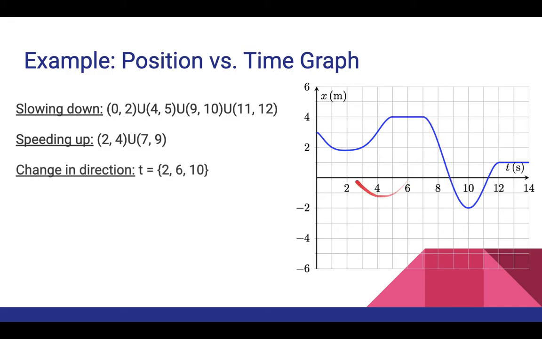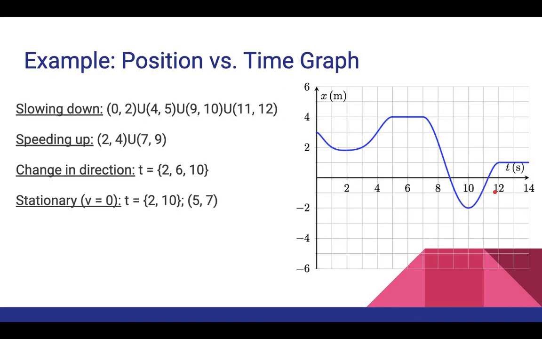We see we have a change in direction at t equals 2, 6, and 10, because that's where we have a change in velocity signs. We go from negative to positive at t equals 2. We go from positive to negative at t equals 6, and then at 10 we go from negative to positive again.